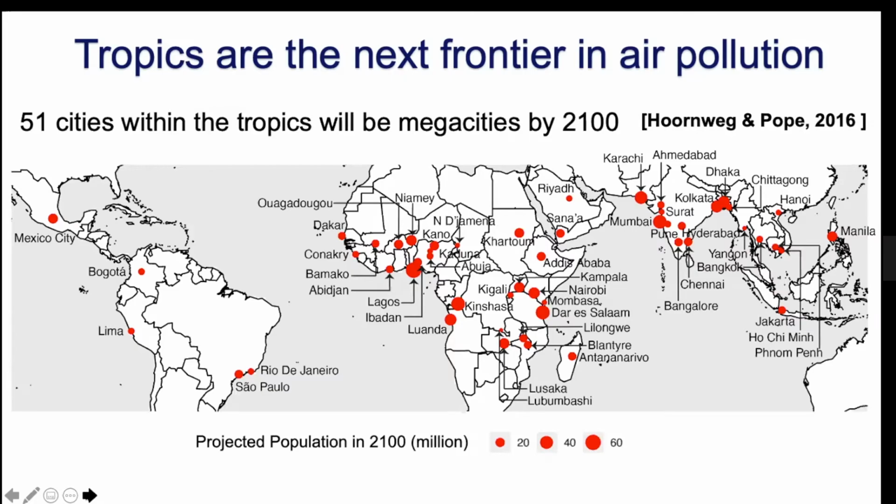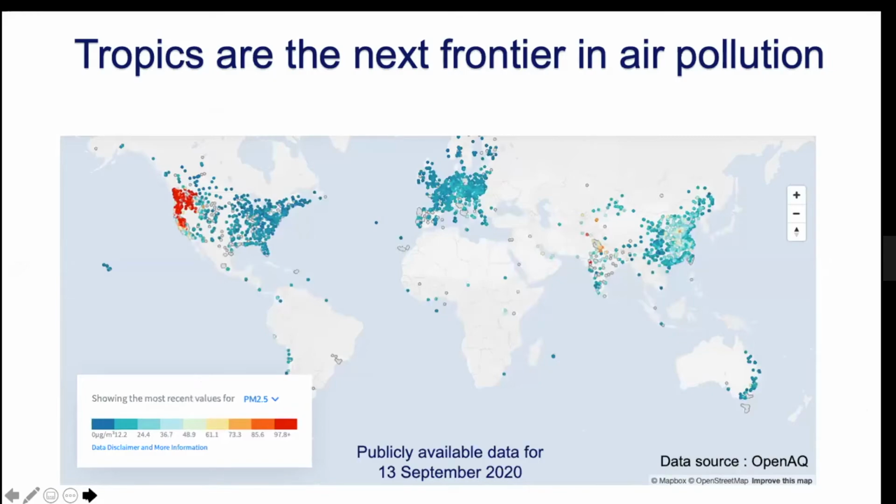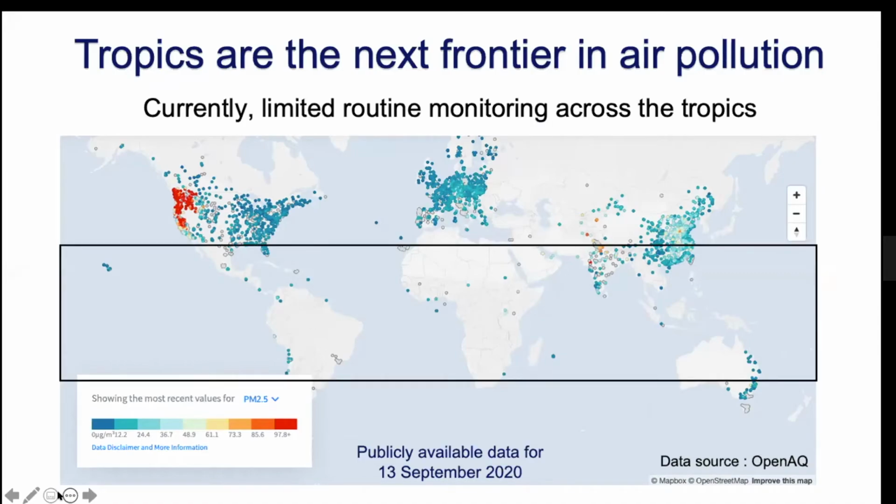And the last reason why tropics are really important is over here. So here I have indicated a map, which I populated yesterday for all the surface sites. Here is all the publicly available data for PM 2.5 surface monitors from the website OpenAQ. Whenever you want to have a look at the data, it's a free source available, and gives you data for the last 90 days. This is for yesterday. And if we look at the tropics, you hardly see any monitors. So this is an important concern, that there is limited routine monitoring done across the tropics.